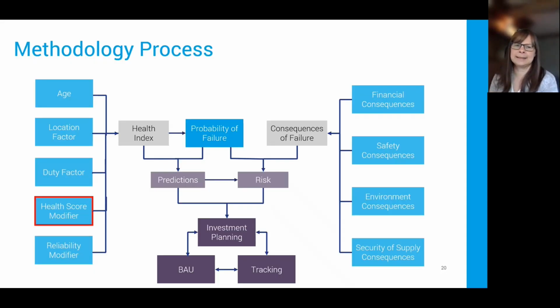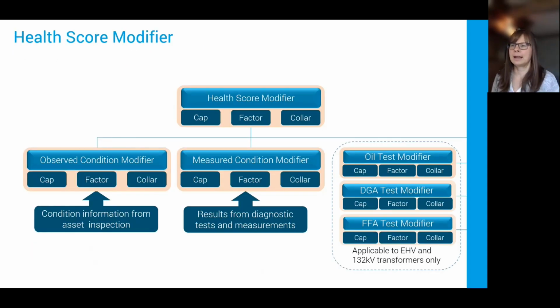So these all fall into this box called the health score modifier, shown there. And actually, this is the setup. So for each observed and measured condition, we've got a cap, a collar, and a factor. So we've met factors already. They're things that hover around 1, and we'll meet caps and collars in a second.